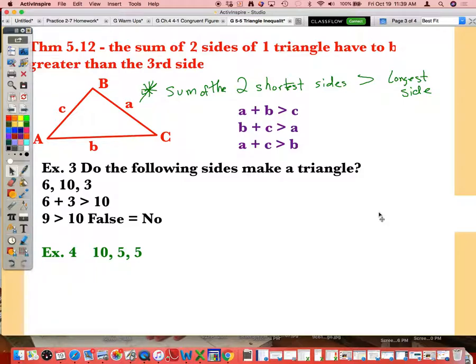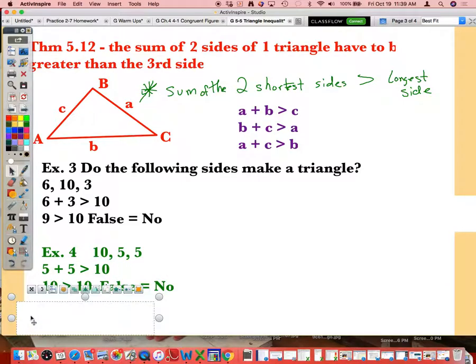Start talking. Okay, now here's another scenario: 10, 5, and 5. 5 plus 5 equals 10. False. It's supposed to be 5 plus 5 is greater than 10. The good thing is, you guys are already recognizing: is 5 plus 5 greater than 10? No, it's equal to. So this is still a no. Do I need to do a yes? No, we got it down.